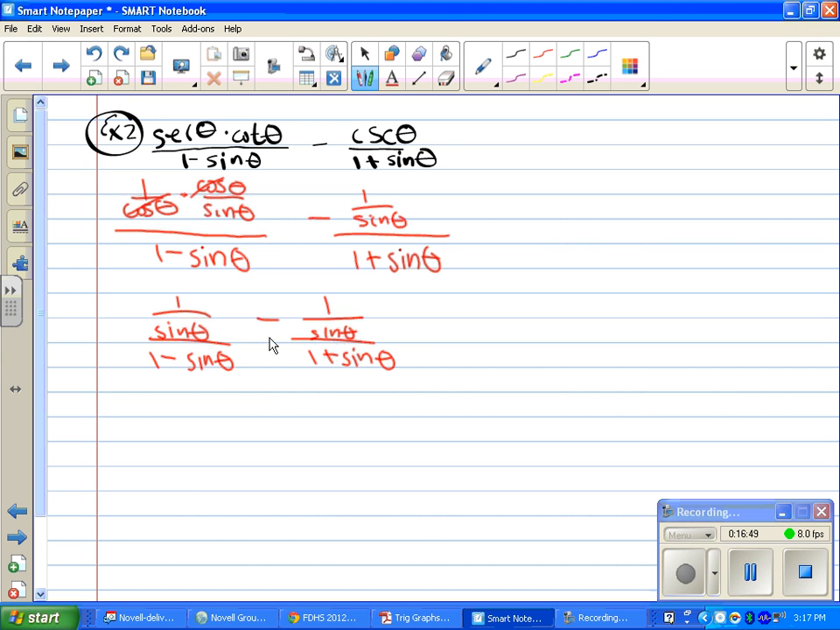Well, this is 1 minus the sine. That's 1 plus the sine, so I'm going to do 1 plus the sine of theta. And on this side, I need 1 minus the sine of theta. But you can't just do it in the bottom. You got to do it in the top.